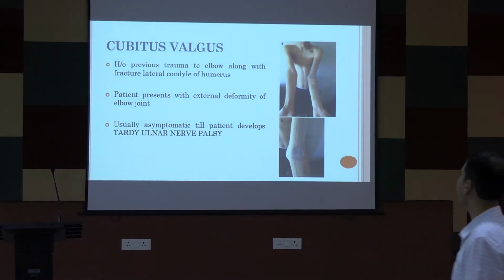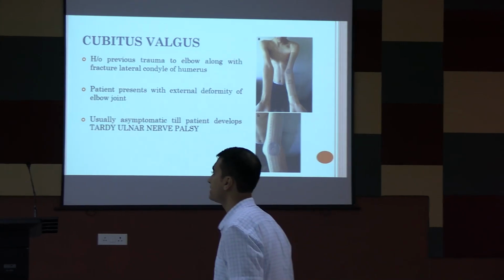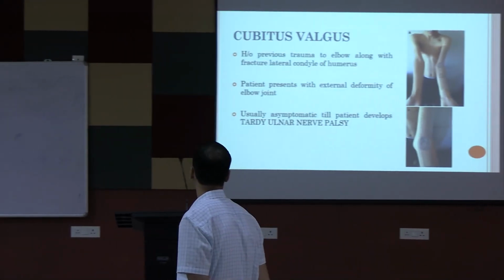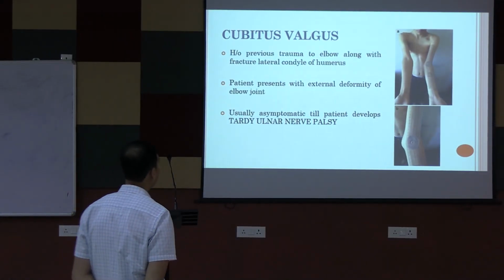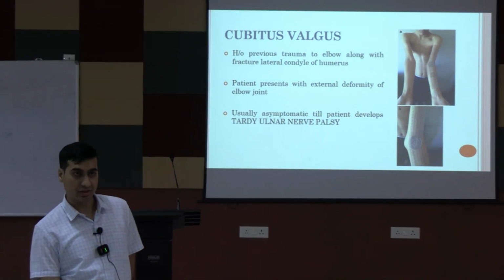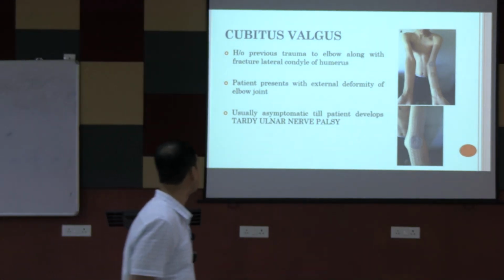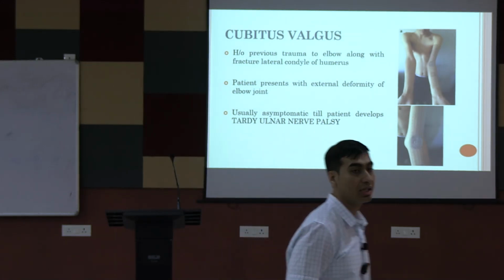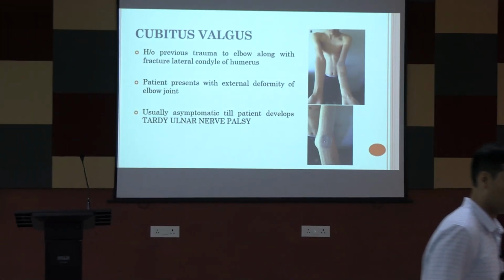So cubitus valgus is generally seen in patients with a previous history of trauma to the elbow with a fracture of the lateral condyle. The patient presents with an external deformity of the elbow joint, and is usually asymptomatic till the patient develops tardy ulnar nerve palsy. Now what is tardy ulnar nerve palsy?